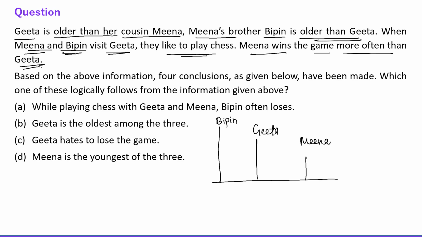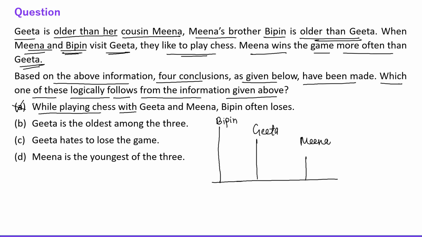Okay, fine. Now let's talk about the question conclusions. Based on the above information, 4 conclusions as given below have been made. Which one of these logically follows from the information given above? The first statement: while playing chess with Geeta and Meena, Bipin often loses. This has not been said in the question. The next is Geeta is oldest among the three. Geeta is not oldest among the three. Geeta hates to lose the game. No, this has not been said in the question.